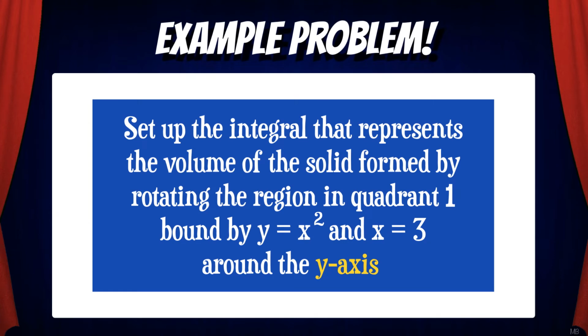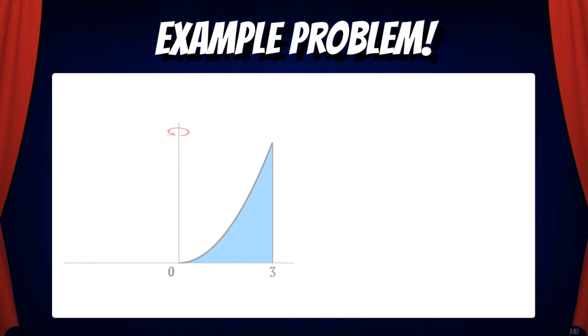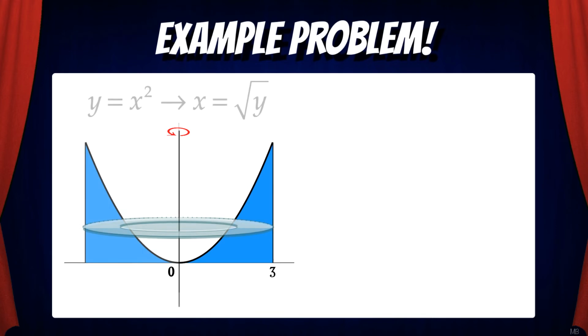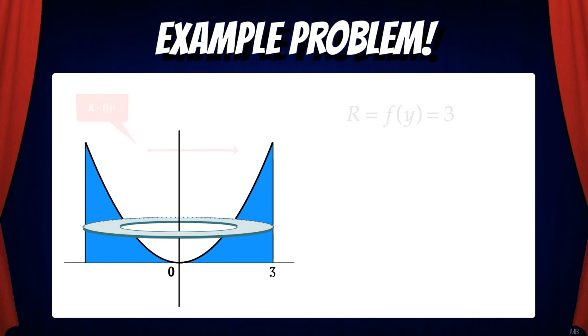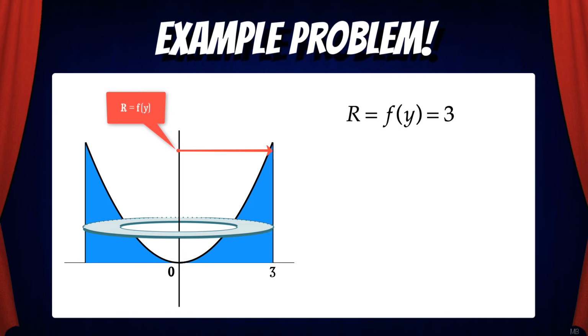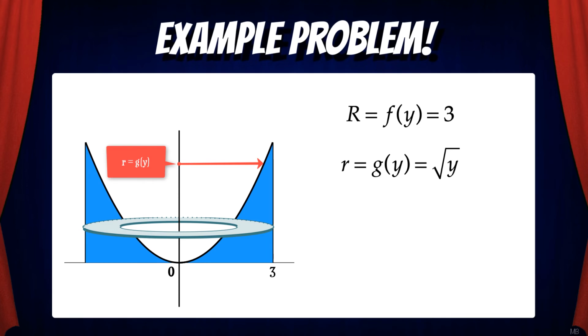Set up the integral that represents the volume of the solid formed by rotating the region in quadrant 1 bound by y equals x squared and x equals 3 around the y-axis. Here we have a diagram of the region described by the problem. Note that y equals x squared needs to be converted to x equals radical y. Now we can determine an outer radius and inner radius. The outer radius, R, which we'll call f of y, is 3. The inner radius, g of y, is radical y.